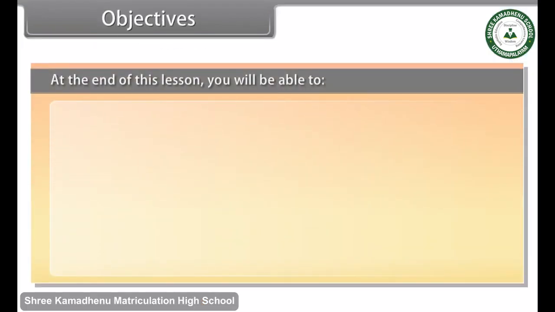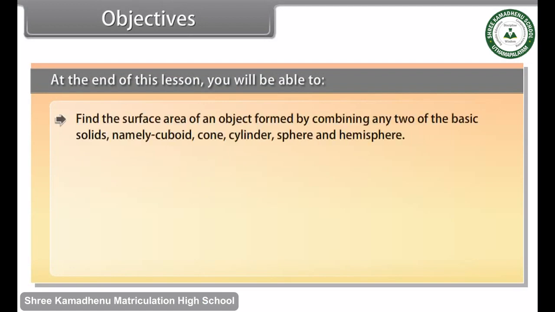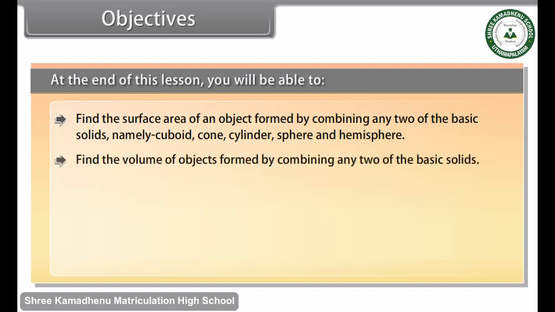Objectives. At the end of this lesson, you'll be able to find the surface area of an object formed by combining any two of the basic solids, namely cuboid, cone, cylinder, sphere, and hemisphere. Find the volume of objects formed by combining any two of the basic solids.